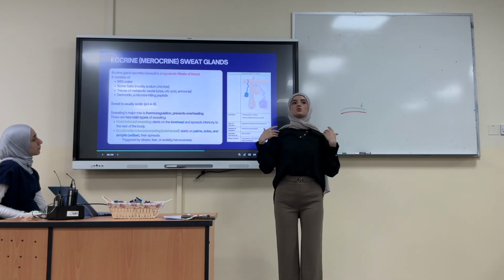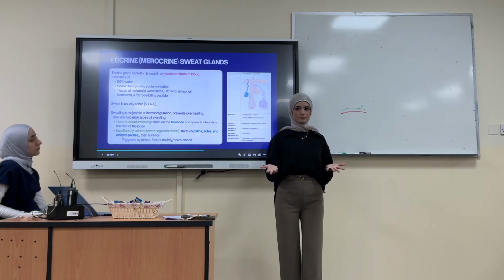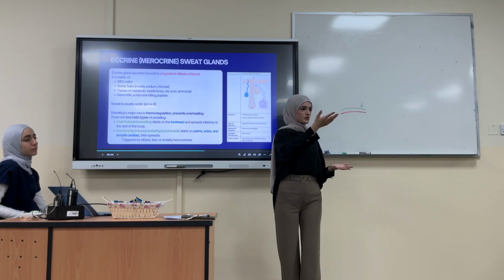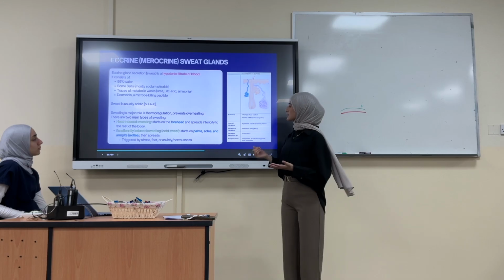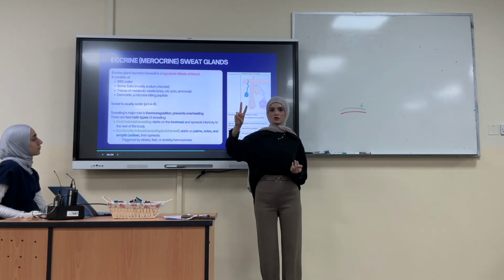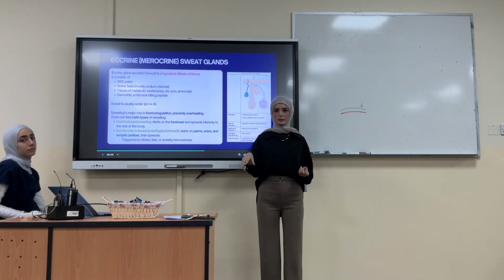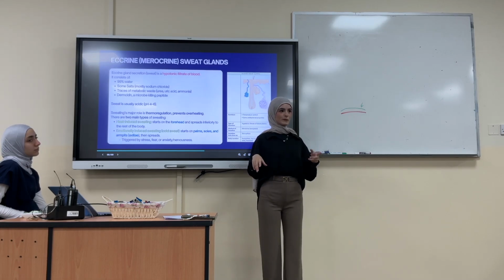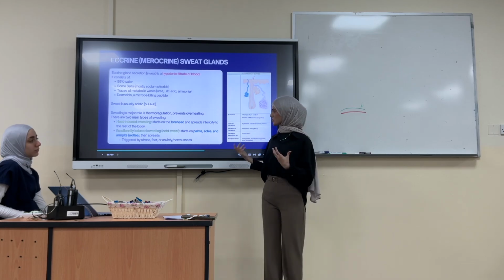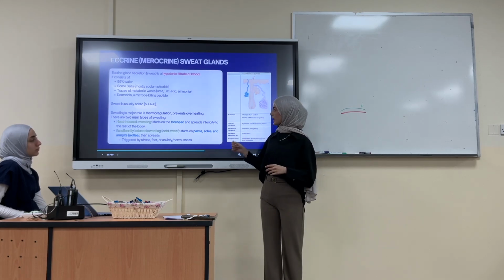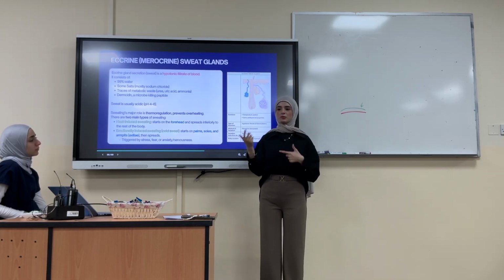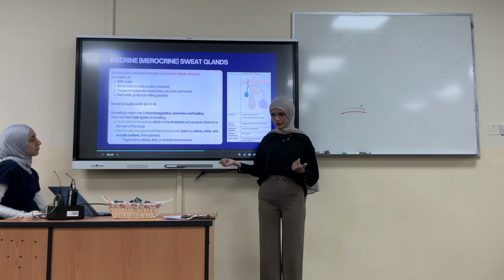Sweating's major role is what? Thermoregulation. We need to stop ourselves from overheating. So what are the two main types of sweating that we have? Heat-induced sweat, which is when your body temperature rises. And then you have emotionally induced sweat, or what we commonly call cold sweat.